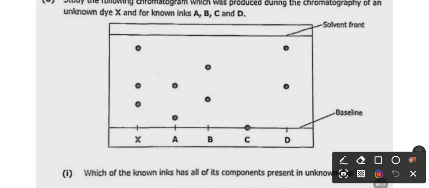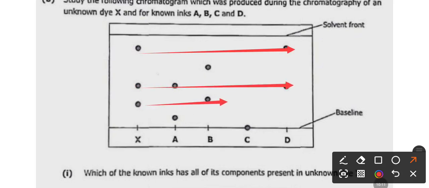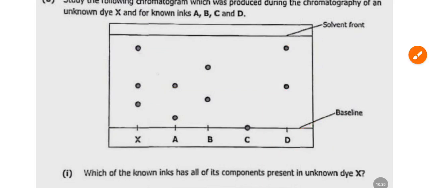Alright. So here, this question is very easy in that we should just observe which ink has its spots that are in close alignment with the spots of ink X. Okay, so as we can observe here, the ink that has all its spots in alignment with the spots of ink X is D. Therefore, here the answer is ink D.